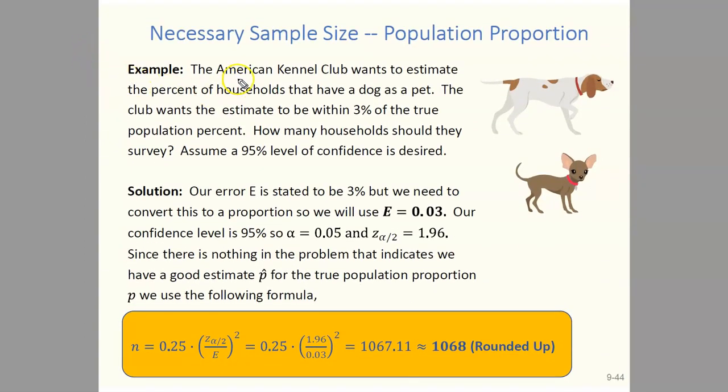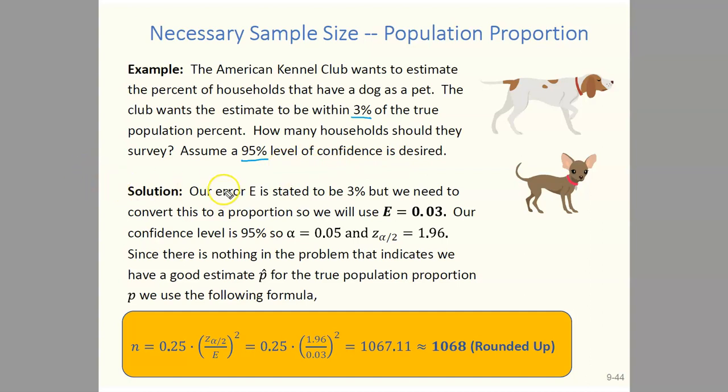Now in this example, the American Kennel Club wants to estimate the percent of households that have a dog as a pet. Now the club wants their estimate to be within 3% of the true population percent. So the question is, how many households should they survey? And that is assuming a 95% level of confidence is desired.